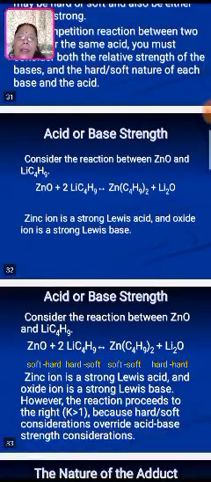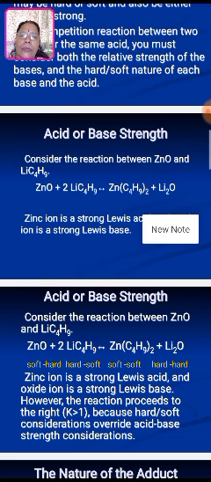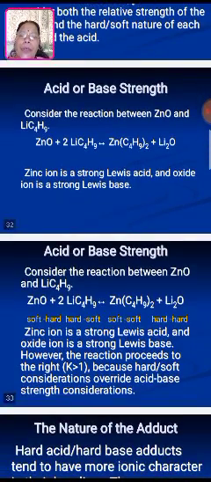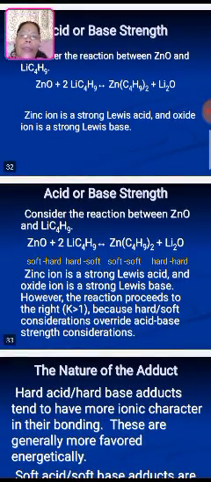Consider the example shown on the screen, zinc oxide and lithium C4H9, which form zinc (C4H9)2 plus Li2O. In this case, zinc ion is a strong Lewis acid and the oxide ion is a strong Lewis base, and therefore there is the formation of a very strong bond. Acid base strength, again, is another example explained with zinc oxide.